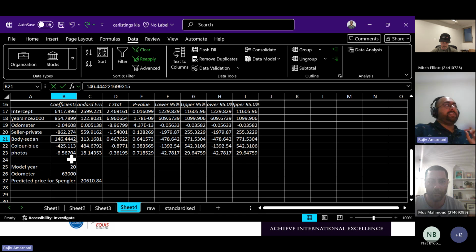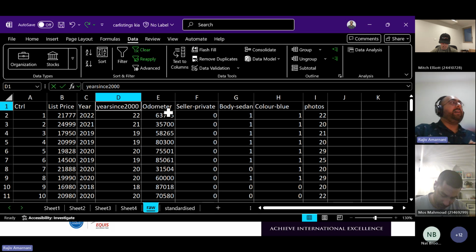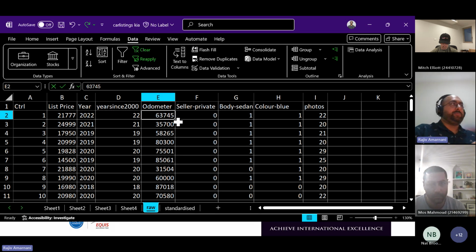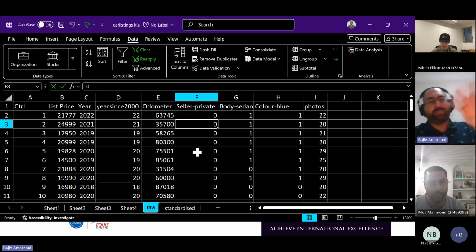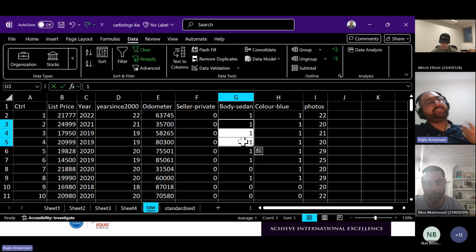No worries. The main thing is that incrementing your variables by 1 should make sense as much as possible. So what do I mean by this? Let's look at the raw data. If the odometer value here were to increase by 1, that's 1 extra kilometer. That makes sense. If seller private were to go from 0 to 1, that means it's not a dealership car, it's a private car. That makes sense. Sedan, you go from 0 to 1, that's 0 is hatchback, 1 is sedan. When you increment the value by 1, it should make sense.